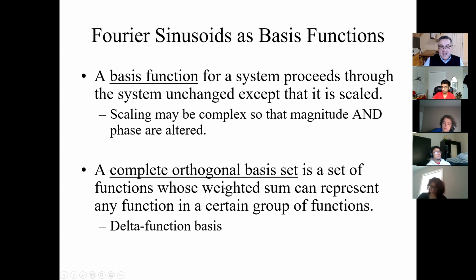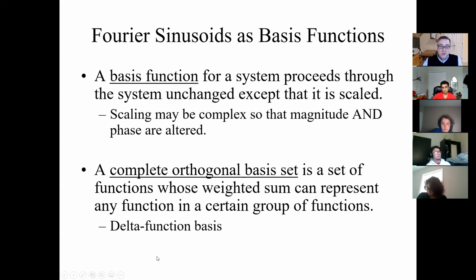And then the Fourier sinusoids make what is called a complete orthogonal basis set. The idea there is that if you have a complete orthogonal basis set, you can take any function and break it down into a weighted sum of the basis functions, which we know about the Fourier transform, right? That's one of the ways we talk about the Fourier transform: it takes whatever function we have and breaks it down into a weighted sum of sinusoids.